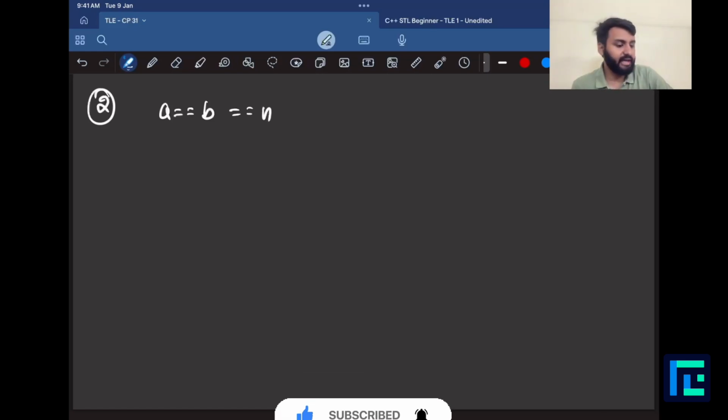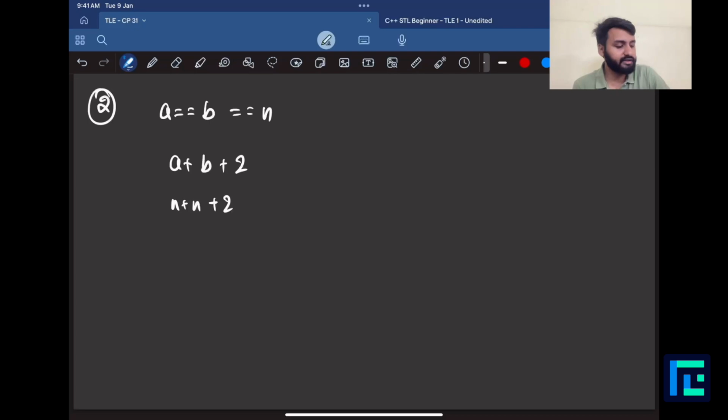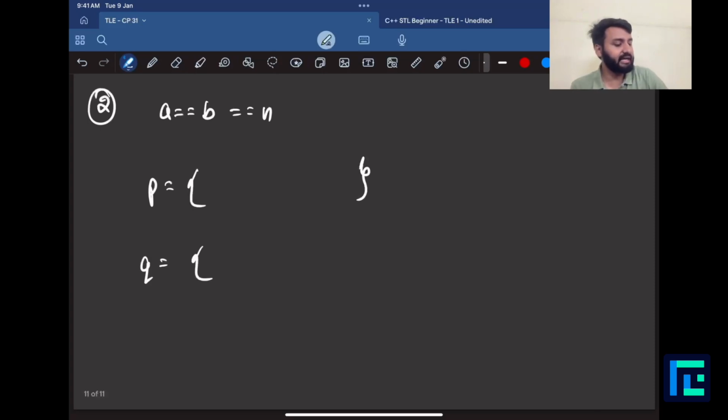In this case, you will argue that a plus b plus 2, if let's say you calculate, would be n plus n plus 2, which is of course not less than or equal to n. But the answer is still yes. Why? Because this is a corner case. And how is this becoming a corner case is, for only and only this sort of a region or case, I can just print P and Q to be exactly the same permutations.